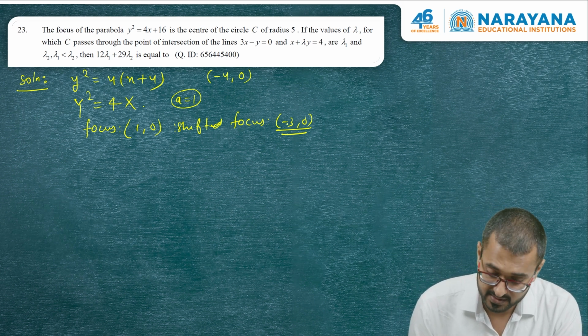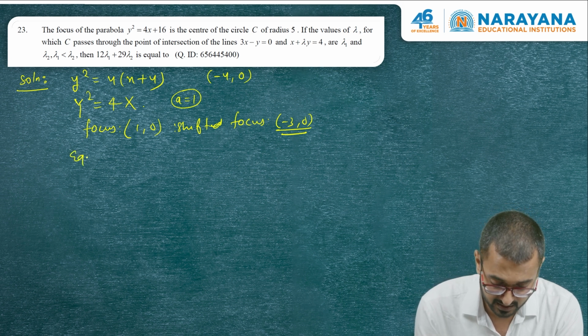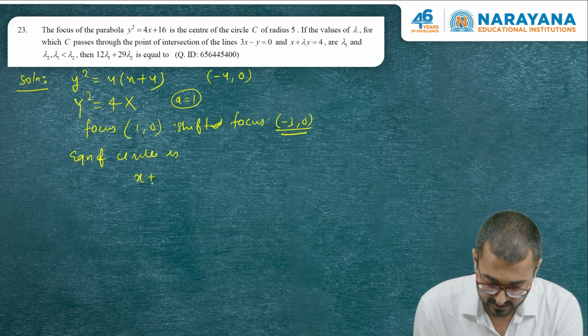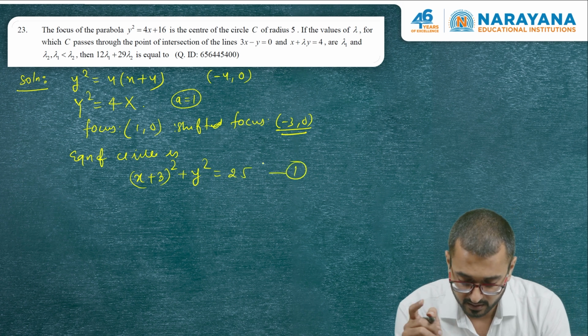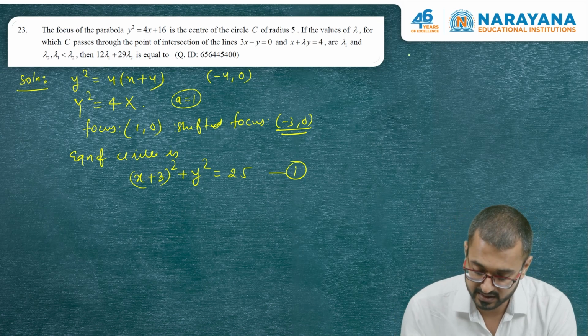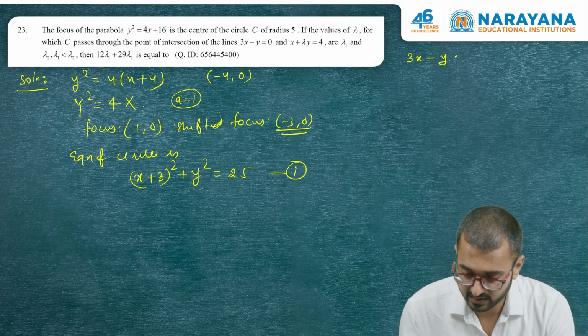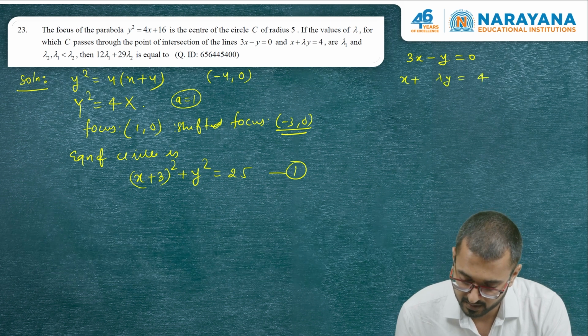So this is the center of the circle, and the radius of the circle is given to be 5. So the equation of the circle we can write down: x plus 3 square plus y square is equal to 25. Call this equation 1. Now the value of lambda for which the circle passes through the point of intersection of the lines, where the lines are 3x minus y is equal to 0 and x plus lambda y is equal to 4. So we have to find x and y.